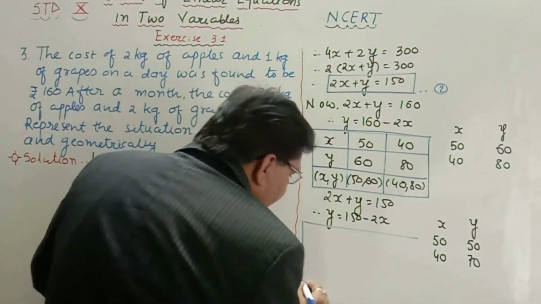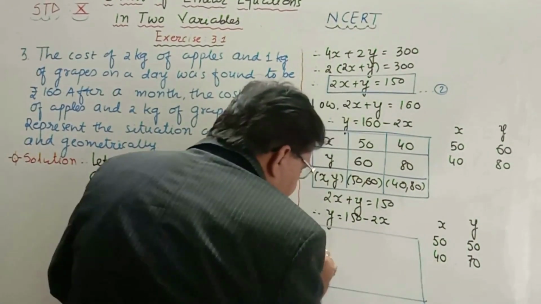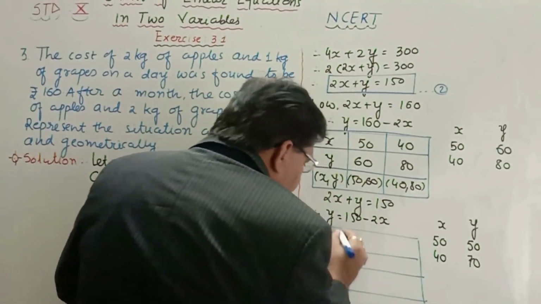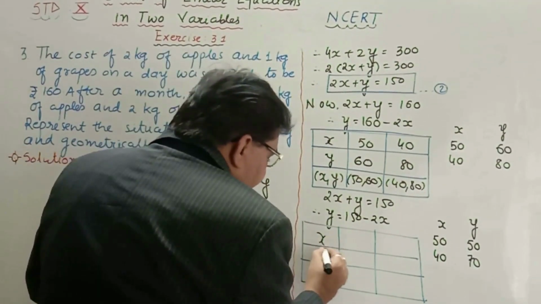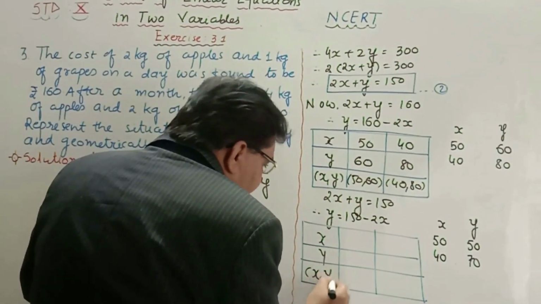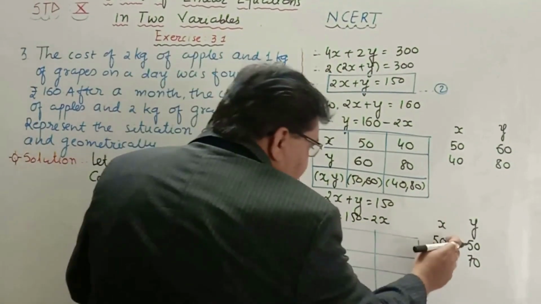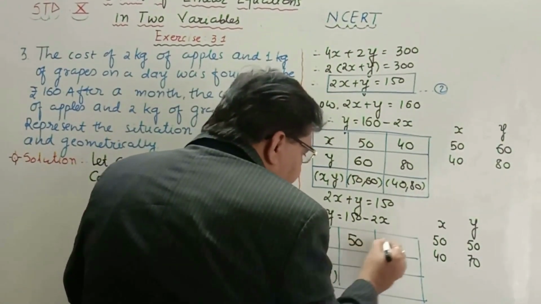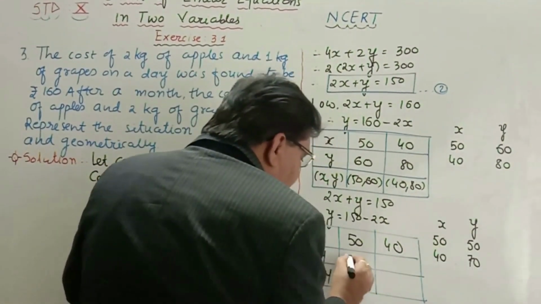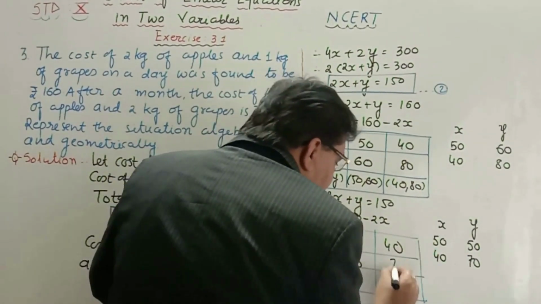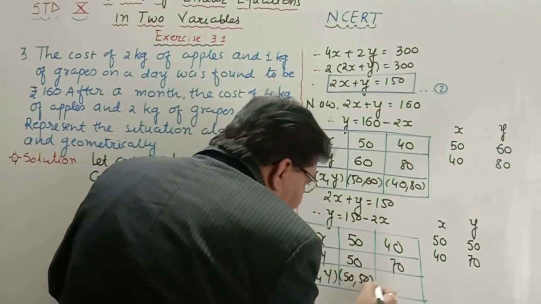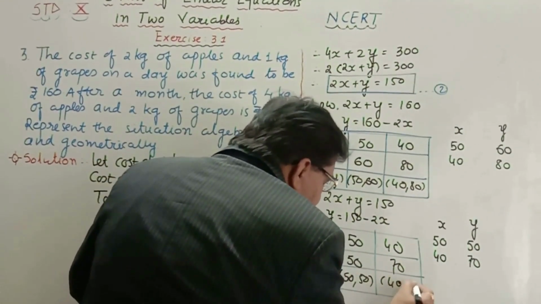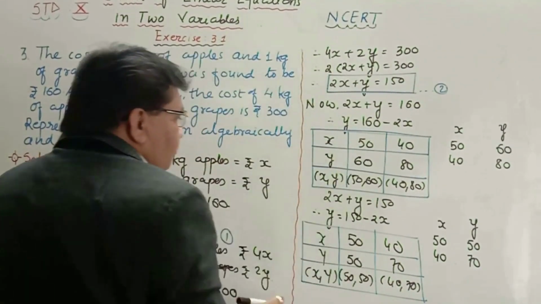So again we make the table. We write x and y. The values of x are 50 and 40. For 50, y is 50, and for 40, y is 70. Here we write (50, 50) and (40, 70). From this table we draw the graph.